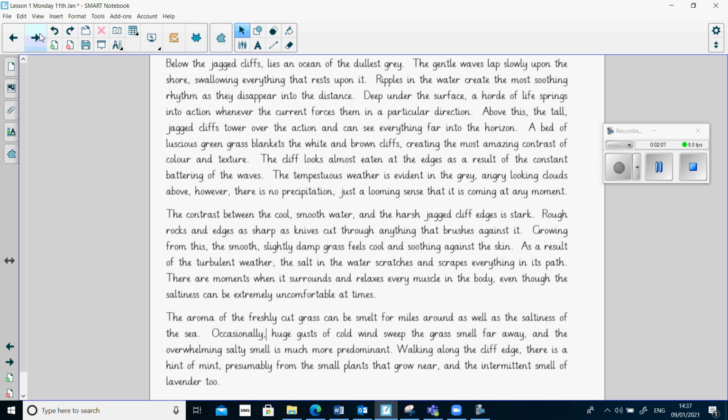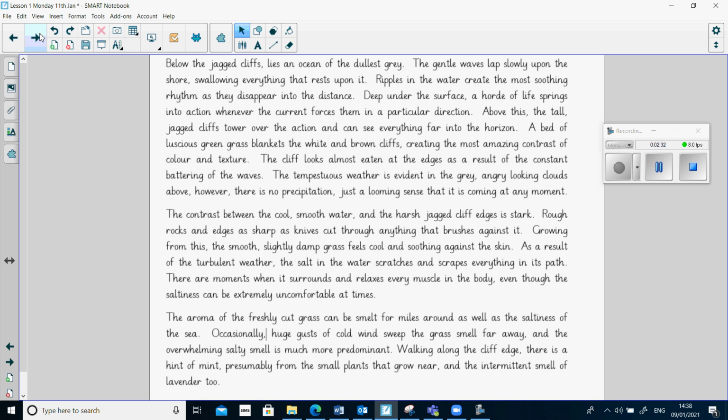A bed of luscious green grass blankets the white and brown cliffs, creating the most amazing contrast of color and texture. The cliff looks almost eaten at the edges as a result of the constant battering of the waves. The tempestuous weather is evident in the grey, angry-looking clouds above. However, there is no precipitation, just a looming sense that it is coming at any moment.